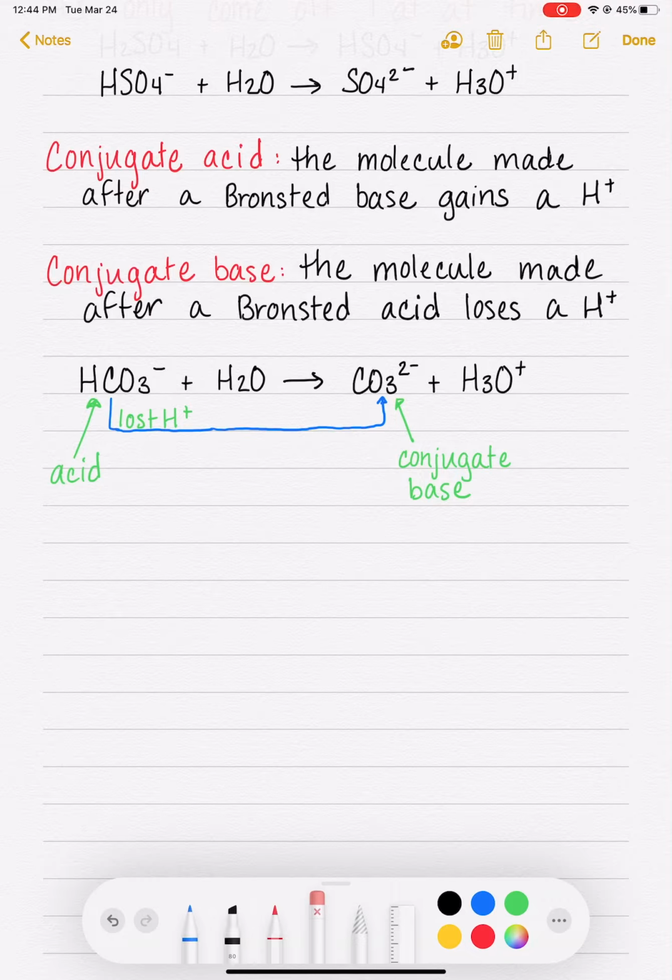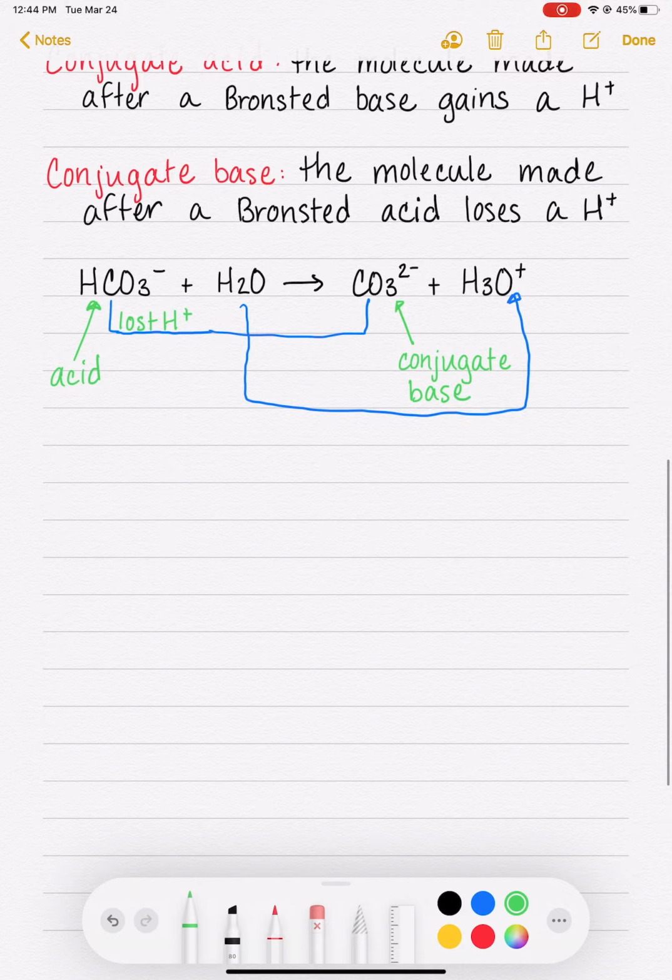Let's do the same thing for water. H2O, we know that it is turning into H3O plus. So there's the pair. How did it transform from H2O to H3O plus? It gained an H plus. Because it gained an H plus, water is a base. And because it turned into H3O plus, that is our conjugate acid.